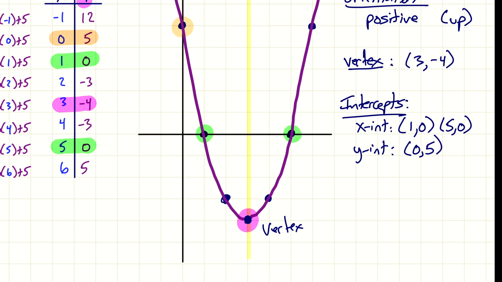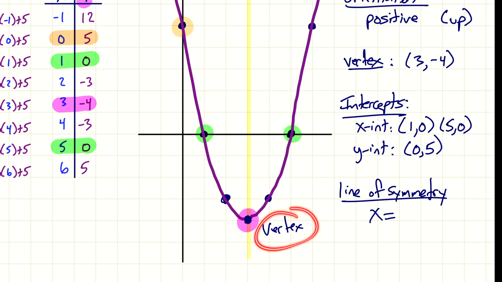And then the other thing was, I think line of symmetry was nice to know. Line of symmetry. And that's going to be x equals 2. And then that's this line that I drew in. And so it's always going to be the line that goes through the vertex. And so that was at 1, 2, 3. So this is going to be x equals 3.